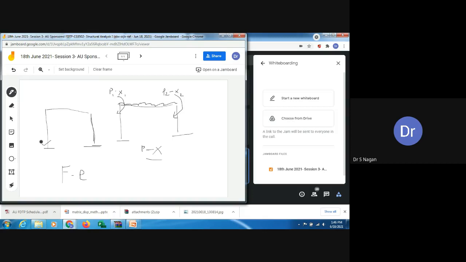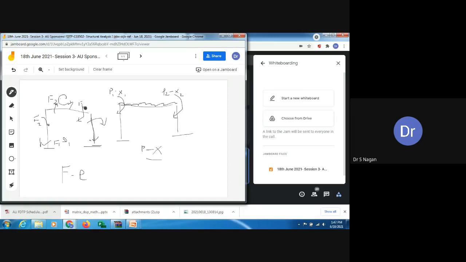At their ends, here I'll be having one internal joint moment and rotation. Similarly, here I'll be having one internal joint moment and rotation. Here also, and here also. Similarly, for this member at the ends, and I am assuming all moments are clockwise. So here I will be writing this as F1 E1, F2 E2, and this is F3 E3. So this is F4 E4.